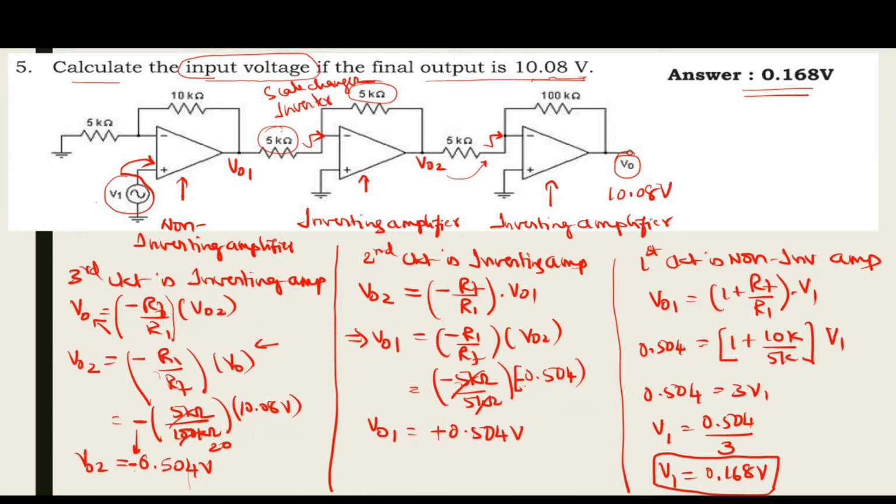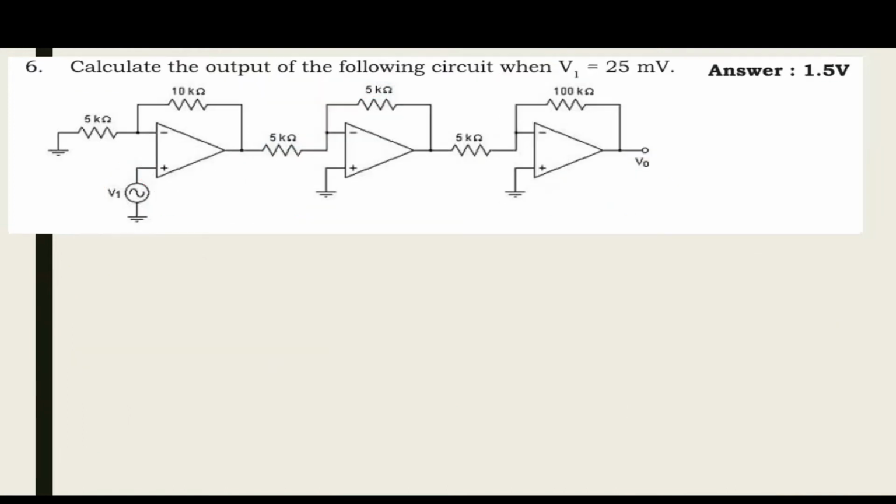Make a note of this problem. It looks similar to the previous one, but here the input voltage is given. You need to calculate the output voltage. Input is given, you need to calculate the output voltage. So you can mention here this as VO1, this as VO2, and this will remain as VO.